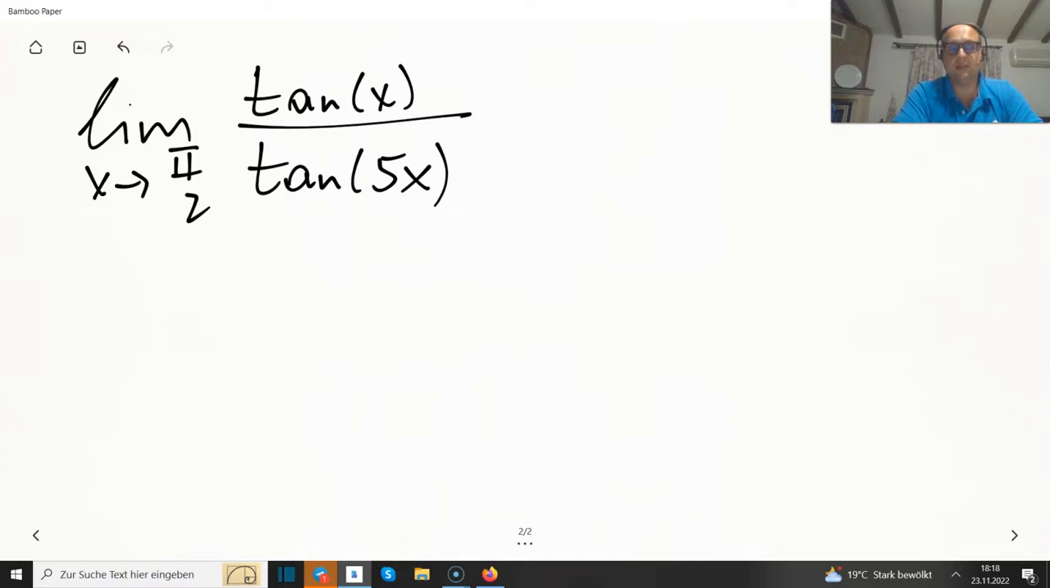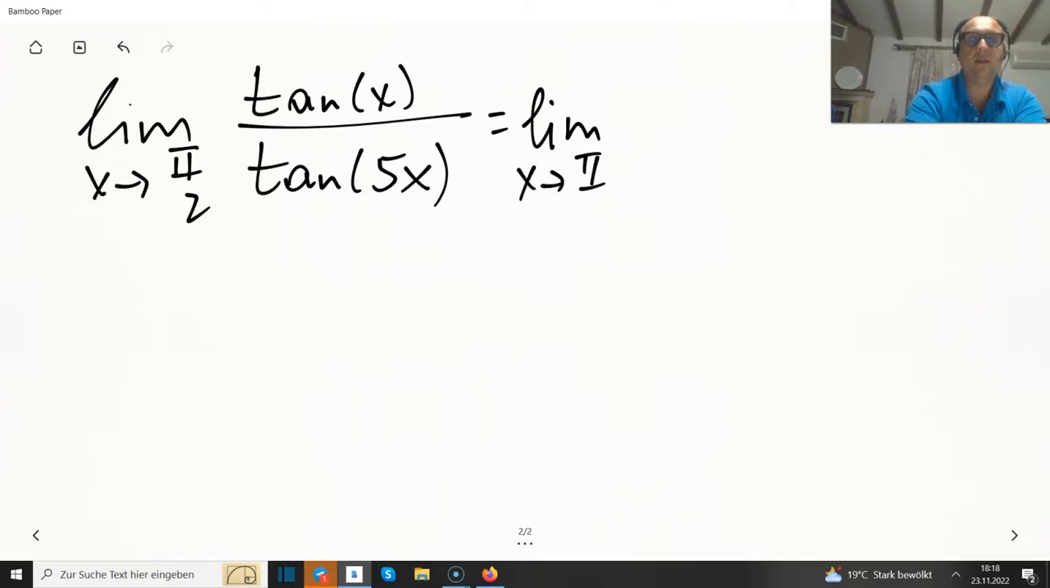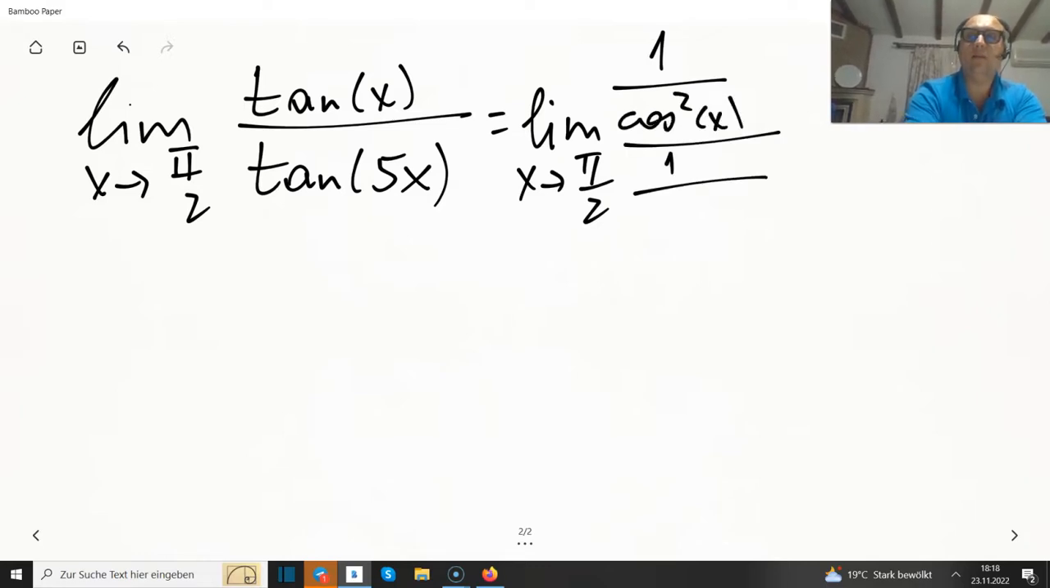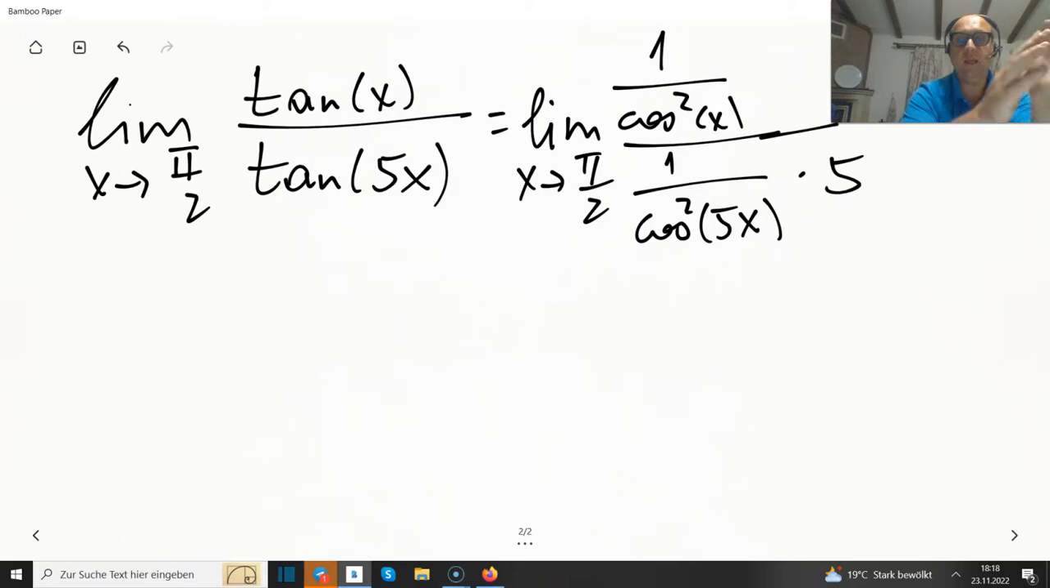if we would say x doesn't matter whether it's pi divided by 2 or 5 times pi divided by 2. In both cases, we're going to get trouble. So let's take its derivatives. We're going to get 1 divided by the cosine squared of x in this case, 1 divided by the cosine squared of 5x in this case, and then one more 5 in the denominator.